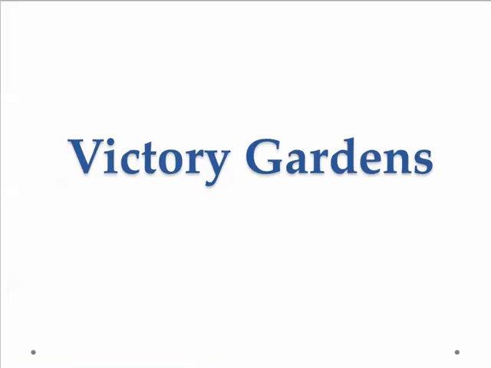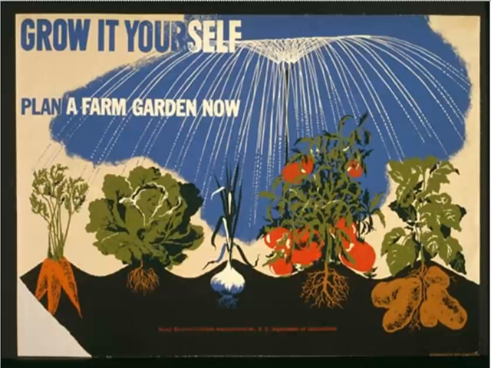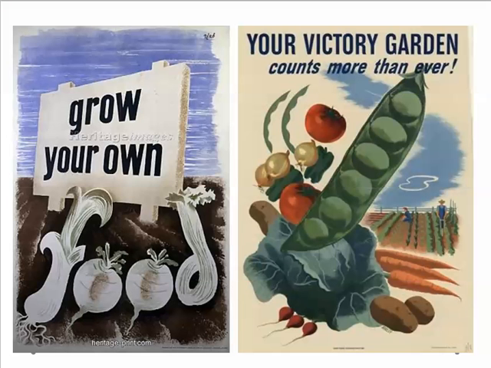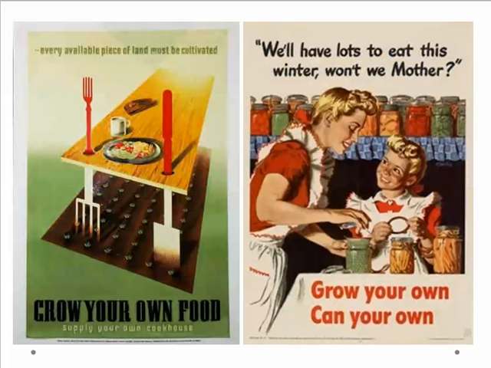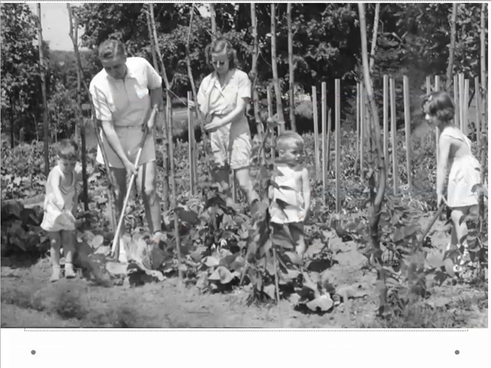Okay. And victory gardens, these were voluntary. People grew their own gardens to try to conserve on the food that was headed to the soldiers. So your own victory garden counts more than ever. Send food to the soldiers, conserve there. Grow your own, can your own. And here's a picture of a family growing their own victory garden.